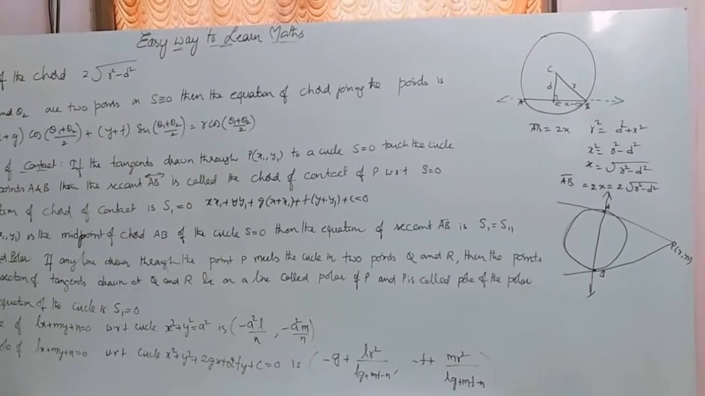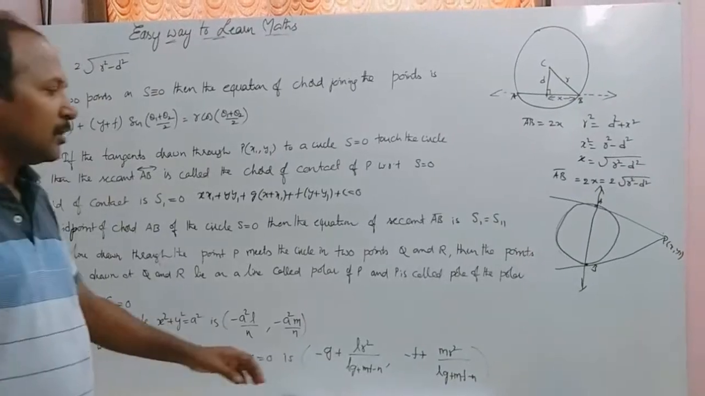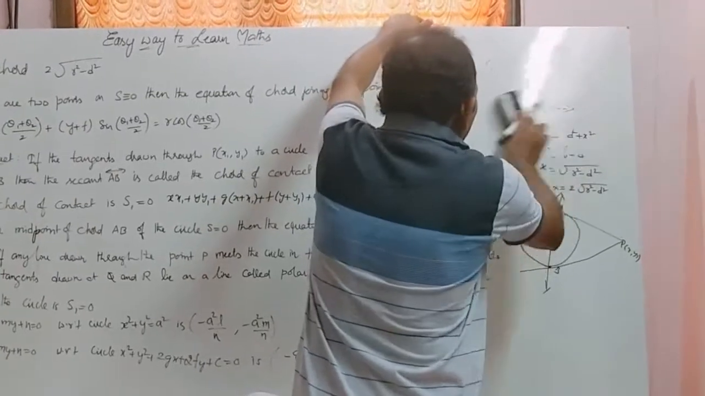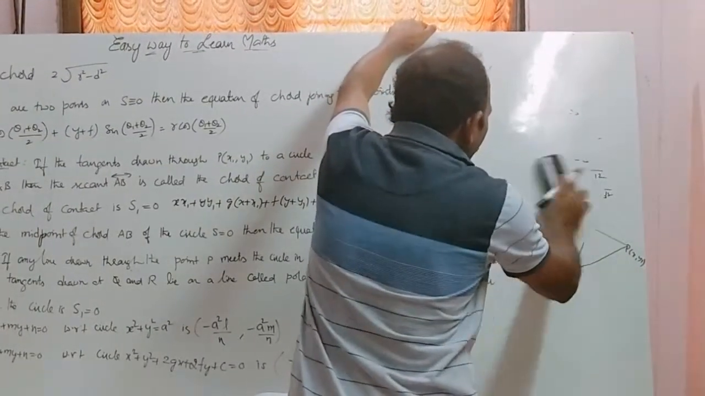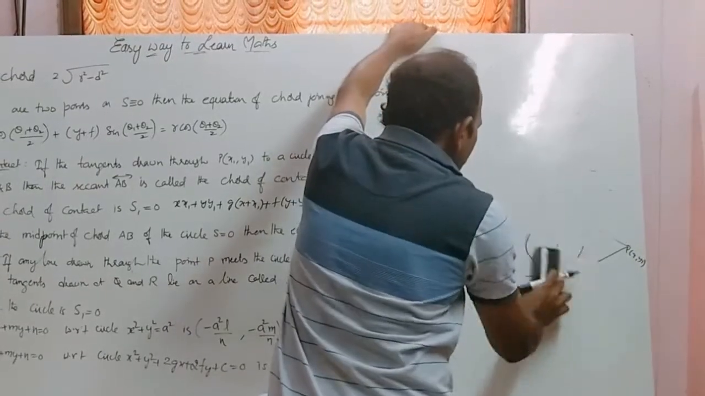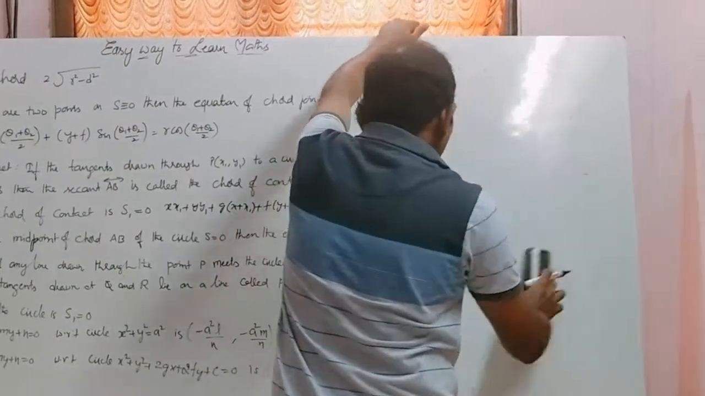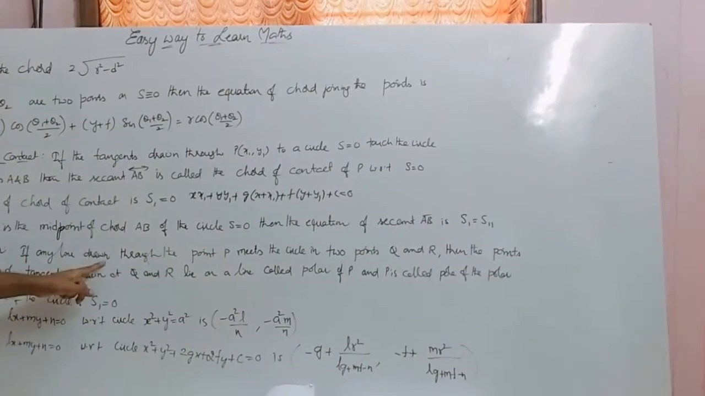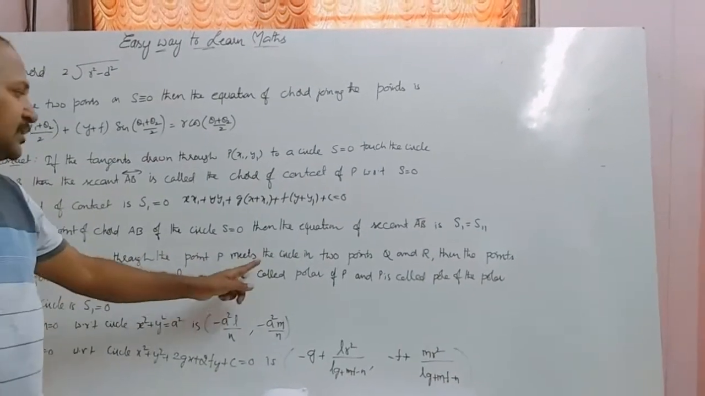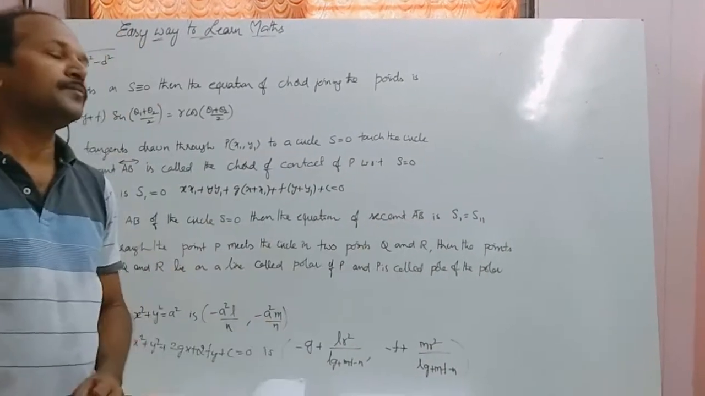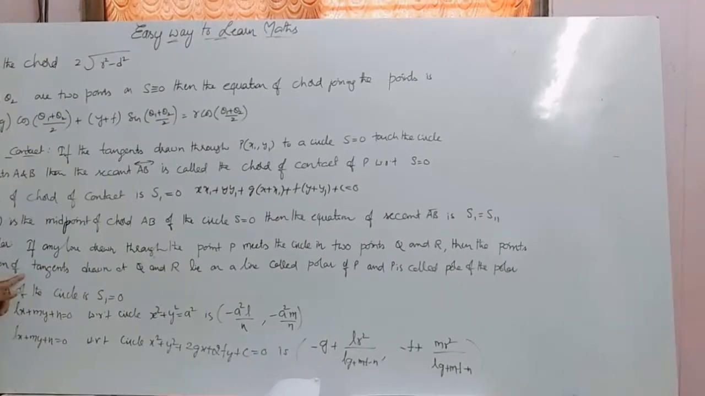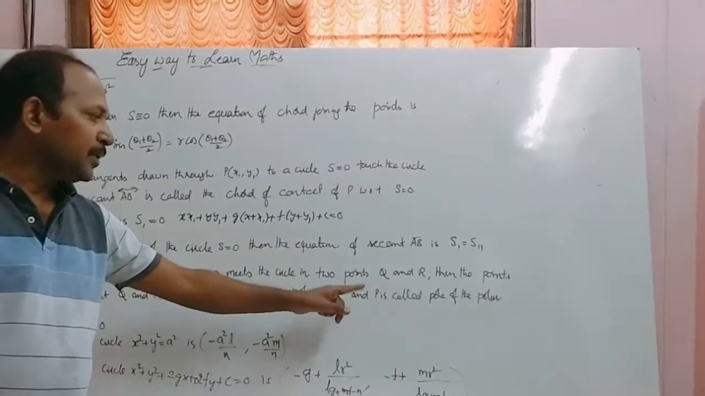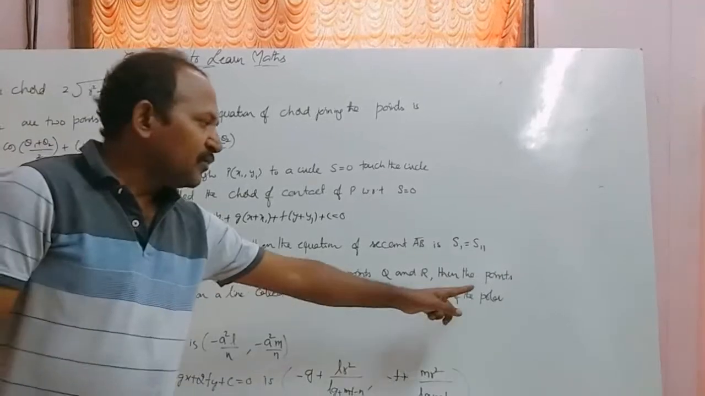Now let us come to the pole and polar. Here it is an important concept, pole and polar. Let us draw. What is the pole and what is the polar? Pole means a point, polar means equation. Here, if any line drawn through the point P meets the circle in two points Q and R, then the point of intersection of tangents drawn at Q and R lies on a line called the polar of P, and P is called the pole of the polar.